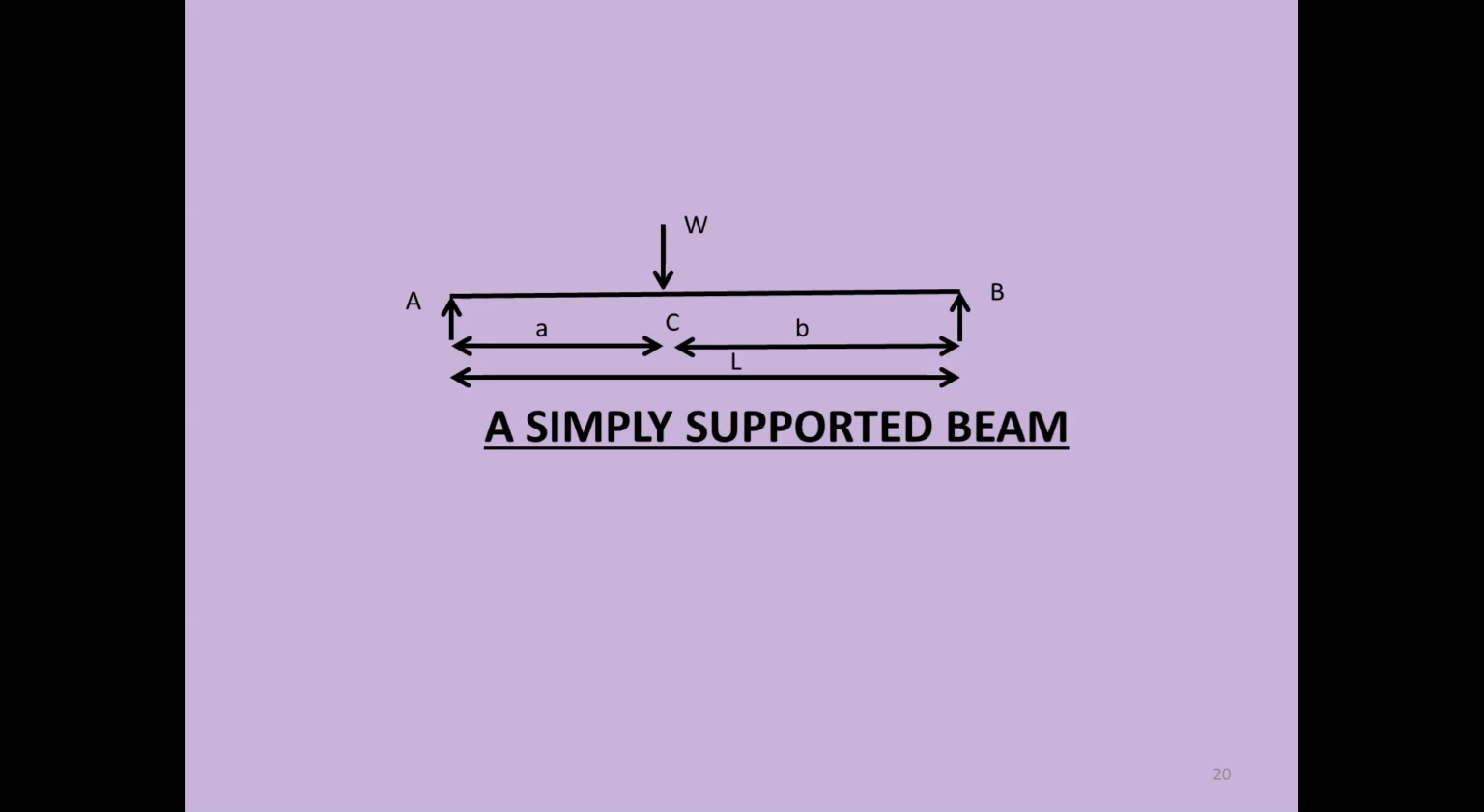For AC, if we assume a section at a distance x from the support at point A, the moment at this particular location is simply going to be reaction at point A multiplied by that distance x. And if we take a section on the right hand side of point C, then the value of moment is going to be reaction at A multiplied by x, that is going to be subtracted by load W, multiplied by x minus a. So this is how moment is going to be acting.